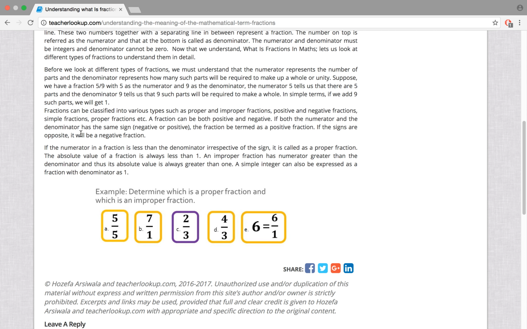Fractions can be classified into various types, such as proper and improper fractions, positive and negative fractions, and simple fractions. A fraction is positive if both the numerator and the denominator have the same sign. If the signs are opposite, it will be a negative fraction.